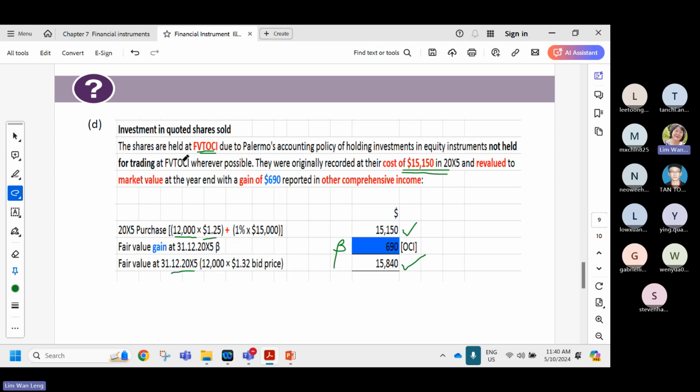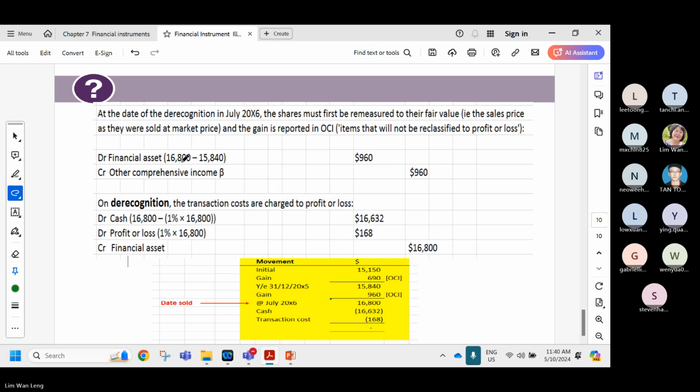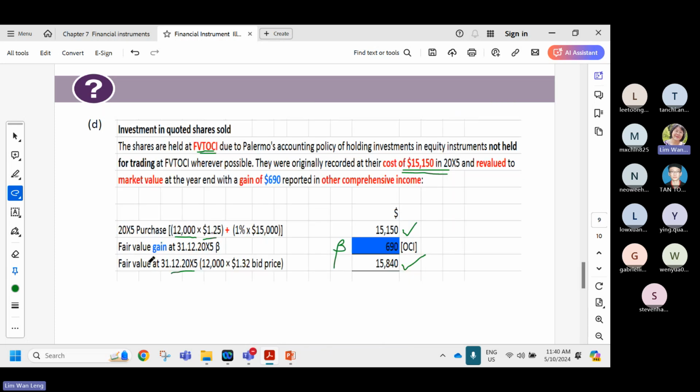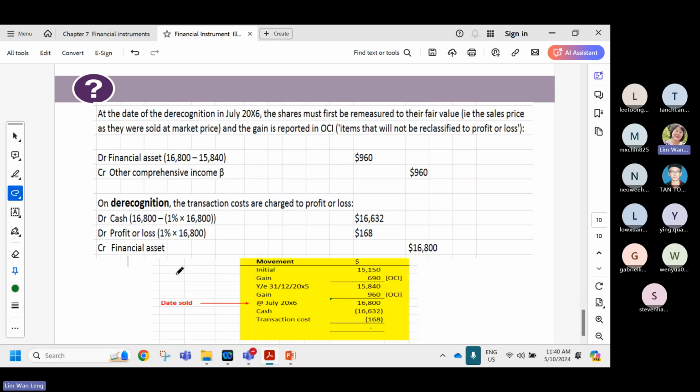Then what happens? Because that one is at year end only. Then what happens when you actually sold it off in July 20X6? When you sold off, you have to de-recognize. So how do you do the de-recognition? Before you de-recognize, you have to remeasure them to the fair value first. Then only can de-recognize.